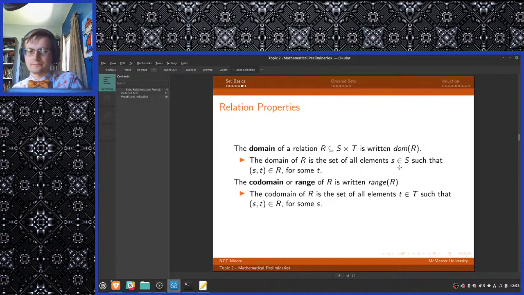If you think of the domain in the same way that you would have learned domain for mathematical functions in high school, like f of x, it's the same idea, right? The domain is x and the range is y. Same thing applies here. All of the s's in this relation are the domain, and all of the t's are the codomain, or the range. Codomain sounds a bit nicer, though.